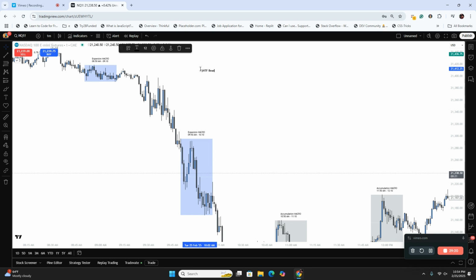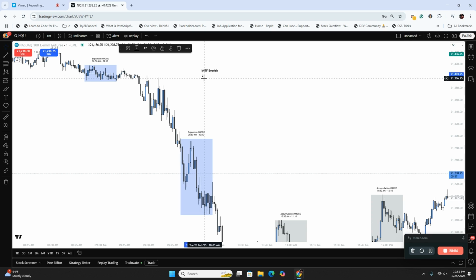Now, obviously, as the day progressed, and that's why I say I never really have a hard definitive bias. I have one that I lean more towards, but things can change as the session goes on or as price action changes or news comes out. But initially, the higher time frame was bearish for me.